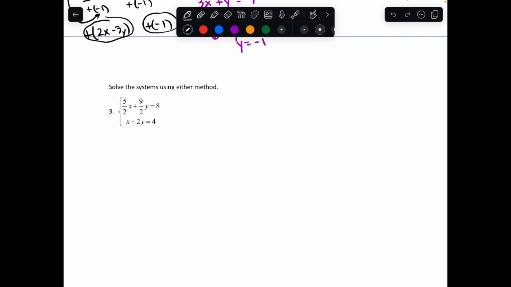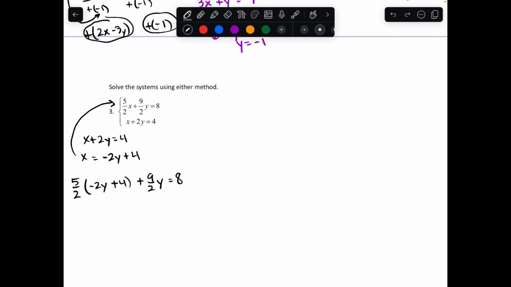So rewriting, I have x plus 2y is equal to 4. And I'm going to solve for x. So I have x is equal to negative 2y plus 4. Now I can take this and substitute it into my top equation. So I have 5 halves times x, but x is equal to negative 2y plus 4, plus 9 halves times y, and all of that's equal to 8.